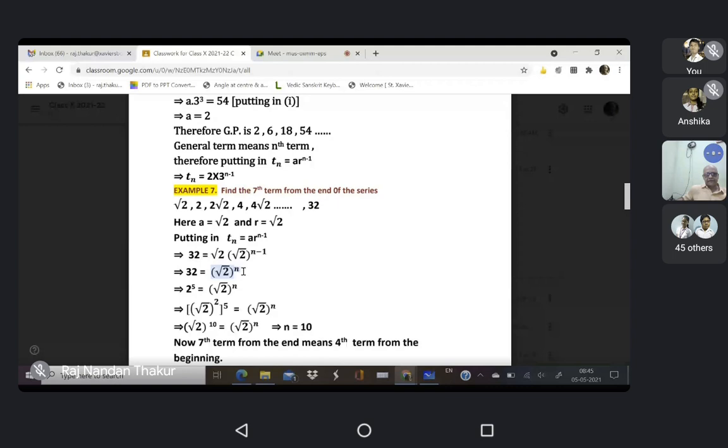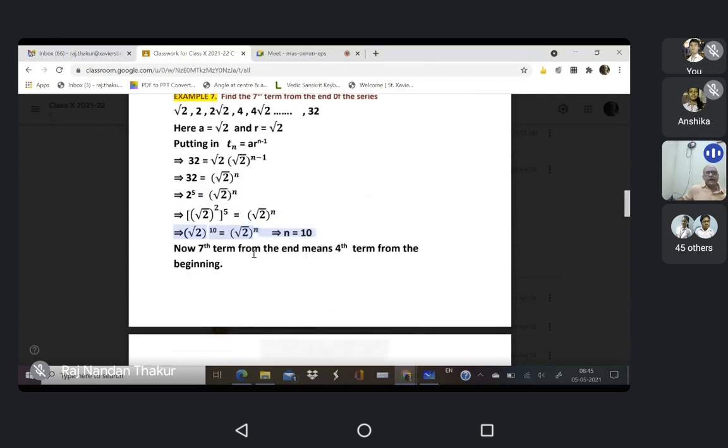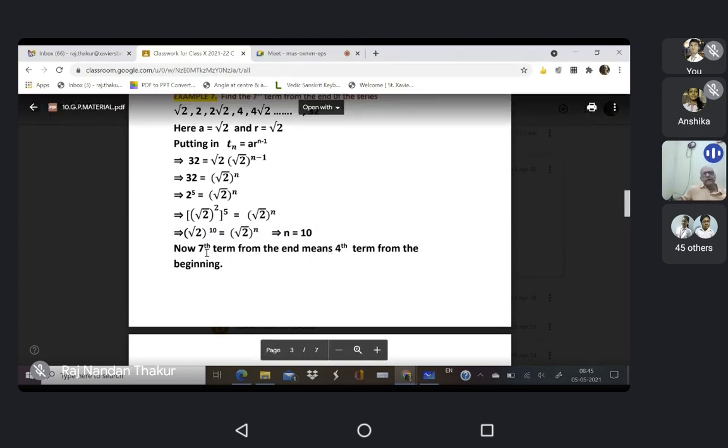Now 32 is written as 2 to the power 5. 2 can be written as root 2 whole square. Look at the use of the bracket. Root 2 whole square is 2 and then its power 5 is equal to root 2 to the power n. So root 2 to the power 10 is equal to root 2 to the power n, and that means n is equal to 10. Once we know n is equal to 10, the 7th term from the end means the 4th term from the beginning.